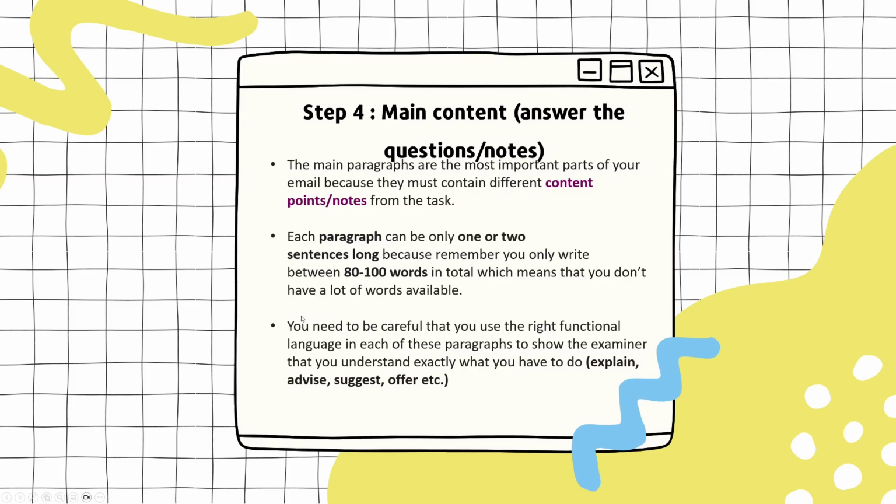You need to be careful that you use the right functional language in each paragraph to show the examiner that you understand exactly what you have to do. If you want to advise, you say, "I think that you should" or "you have to." "I suggest that you do." "Why don't you come here?" That's an offer. "I think that this is better." So you have to show that you are doing a particular action by either explaining, advising, suggesting, offering, and so on.